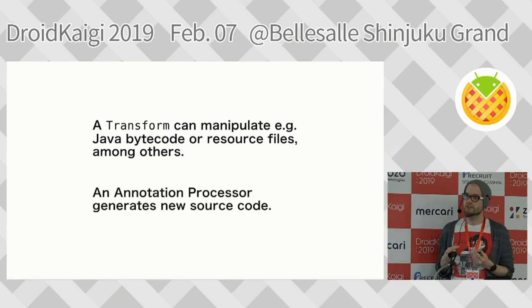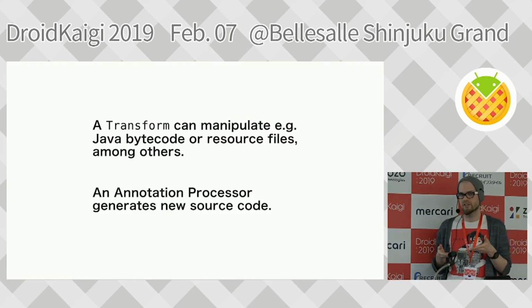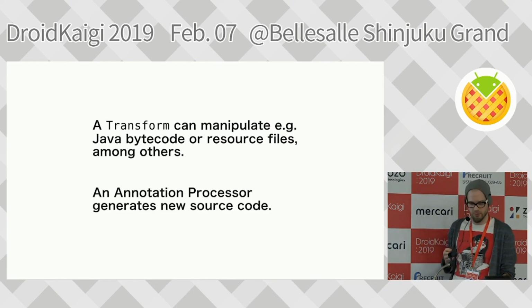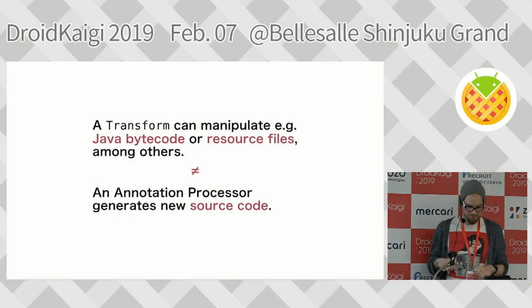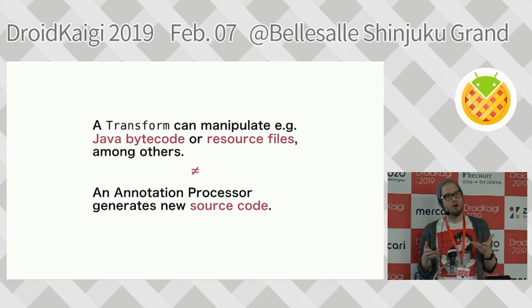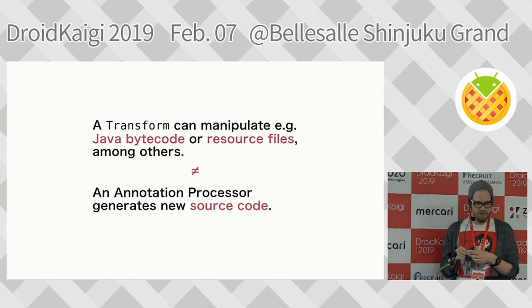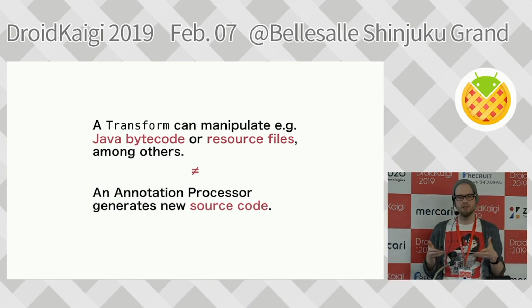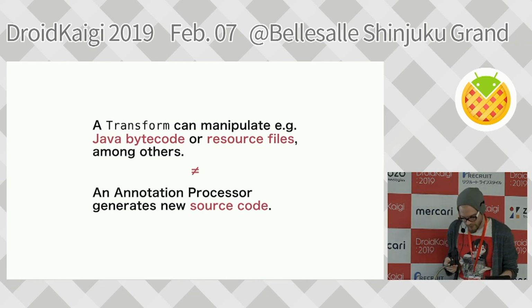And an annotation processor generates new source code. It's a different unit where these things operate, and they are not the same. A transform is more powerful in that it can handle multiple different kinds of content, and it's even language agnostic. So Java and Kotlin, it's just bytecode to the transform.